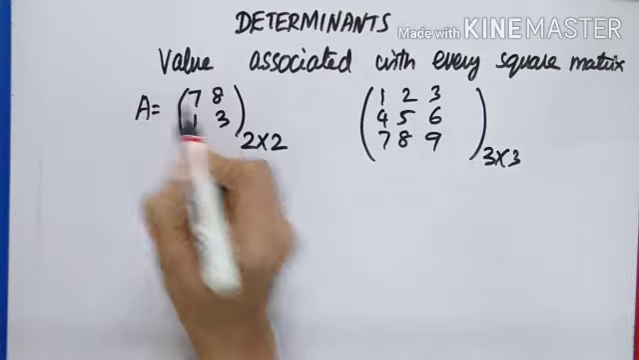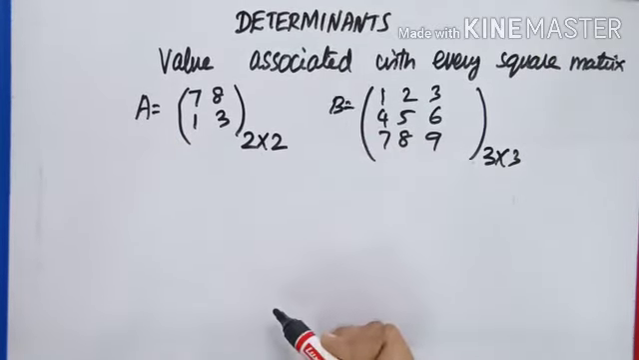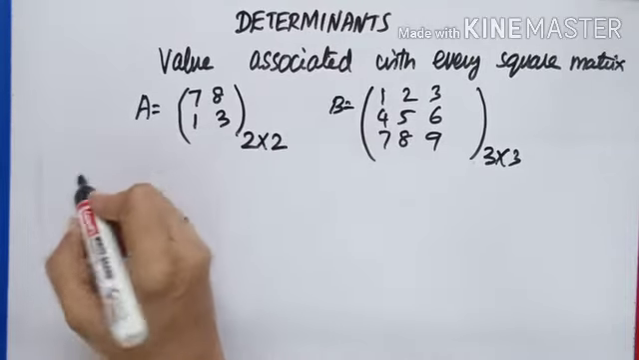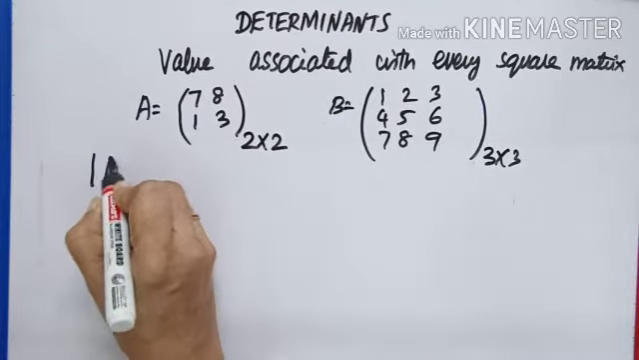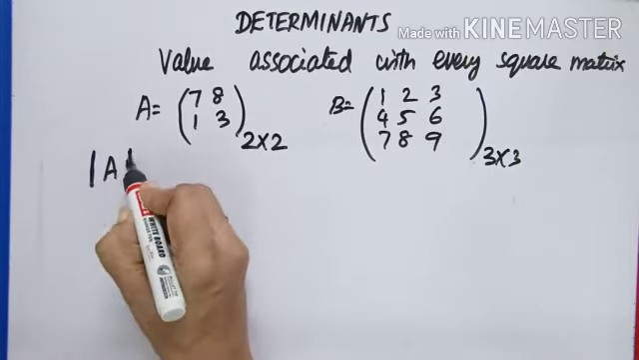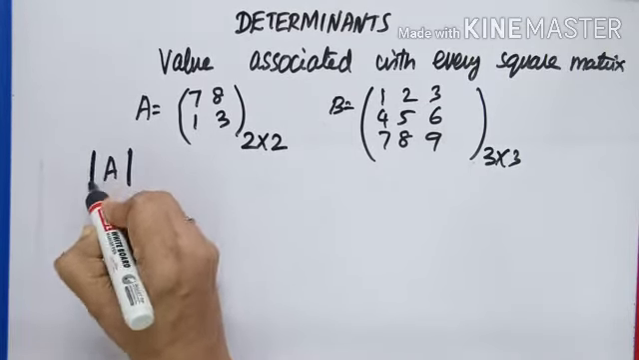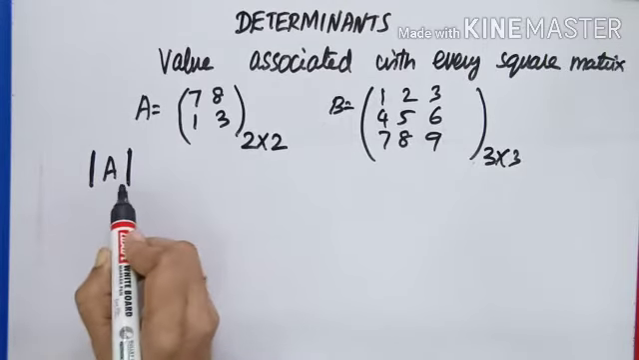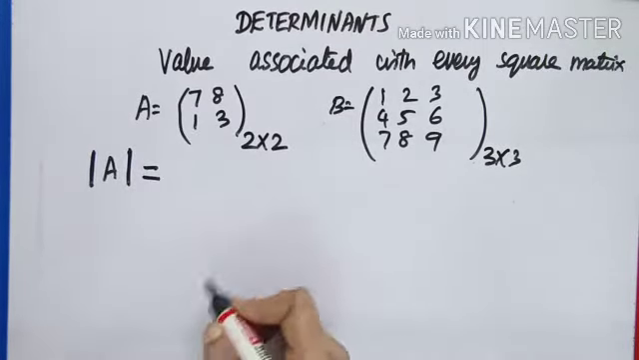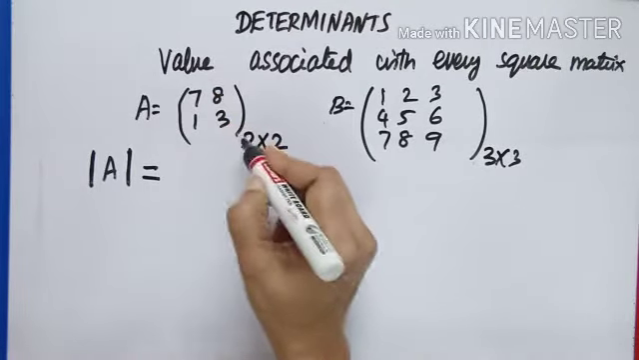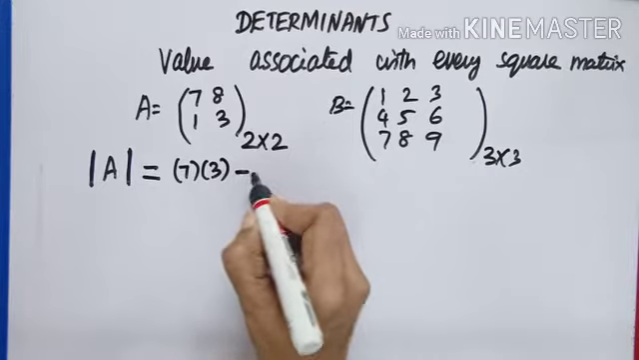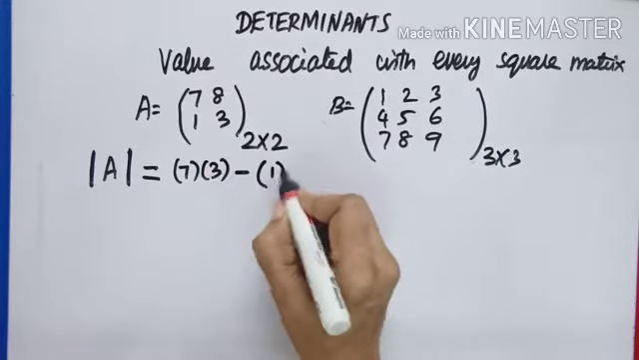Let me call these A and B. What I want is the determinant. So how to find out the determinant? First of all, the notation. Put A within 2 lines. You call this the determinant of A. How to find it? Multiply the 2 elements: 7 into 3. Subtract 1 into 8.